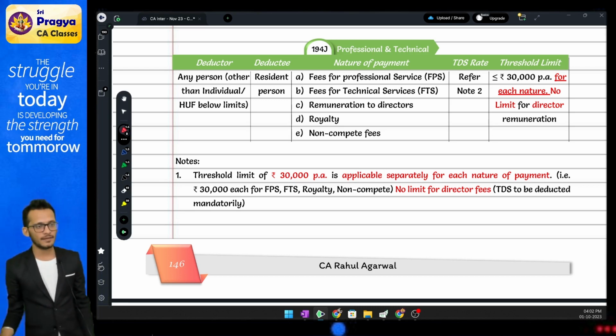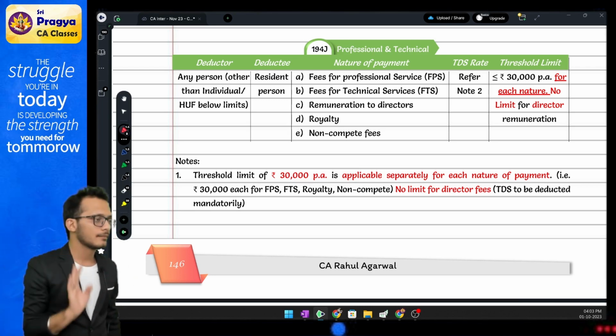Please understand the only important thing in this section is that 30,000 is per head.